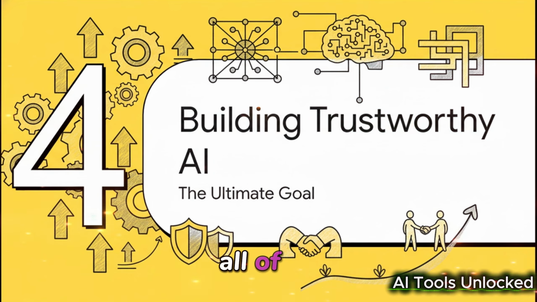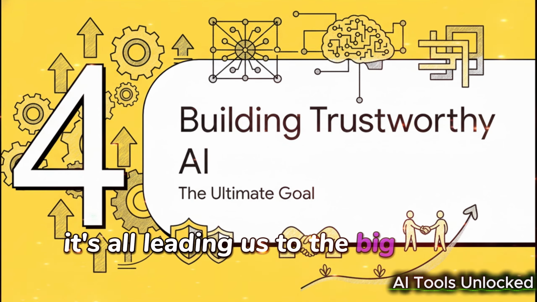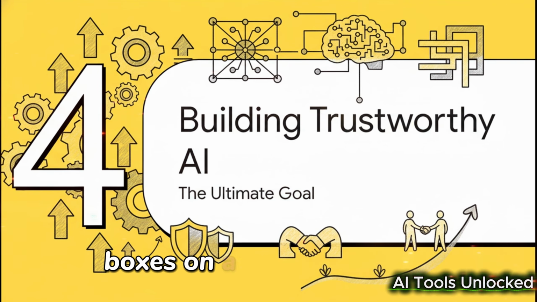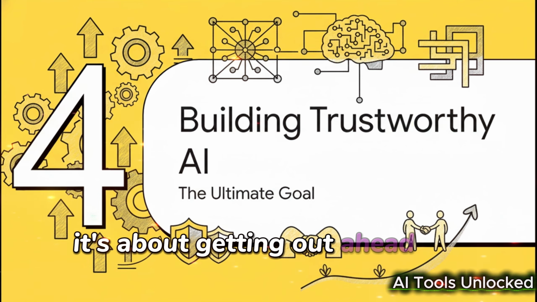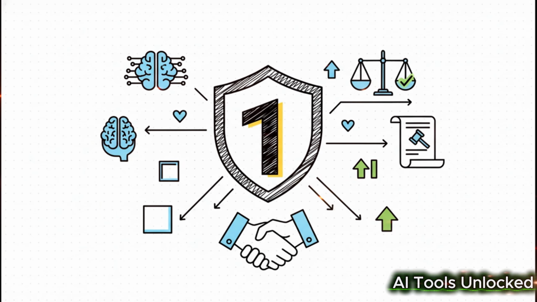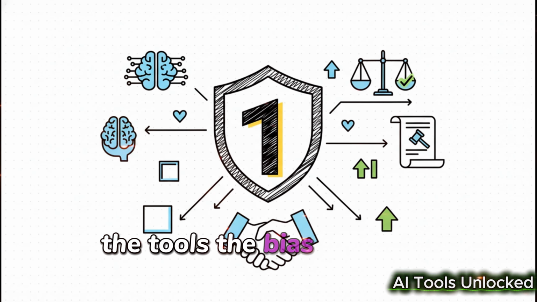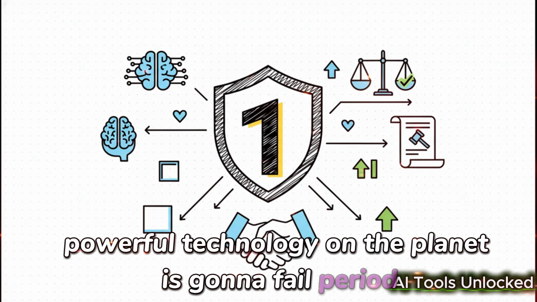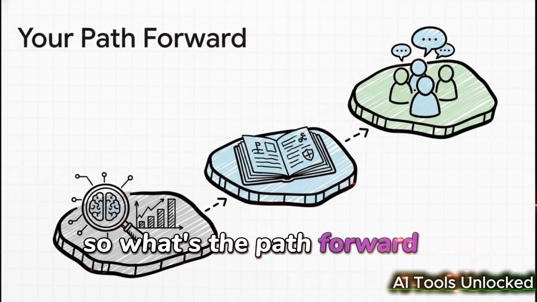So, all of this, it's all leading us to the big picture goal, right? This isn't just about dodging bullets or checking boxes on a compliance form. It's about getting out ahead of it and proactively building AI systems that people can genuinely trust. Because really, that is the number one thing that ties all of this together. The tools, the bias audits, the regulations, every single bit of it is all about one thing: earning and keeping the trust of your users. Because without that trust, even the most amazing, powerful technology on the planet is going to fail, period.